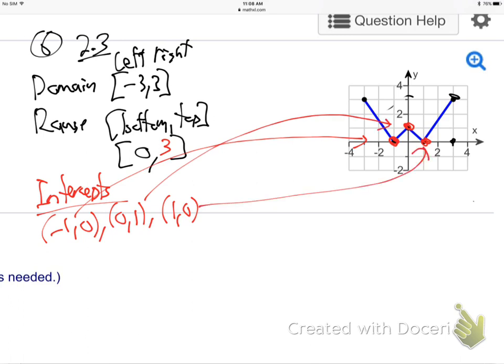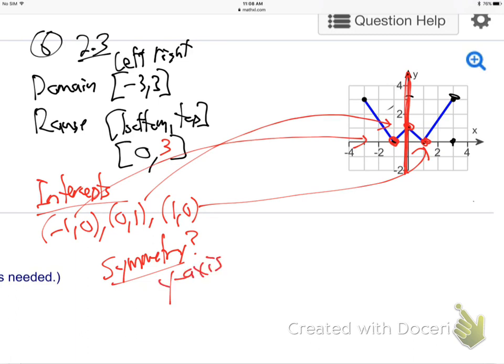So I want you to list them with commas. Next thing it says, is there any symmetry? Yes, across the y-axis. It's the same both sides of the y-axis. The y-axis is like a mirror. So we'd say y-axis symmetry.